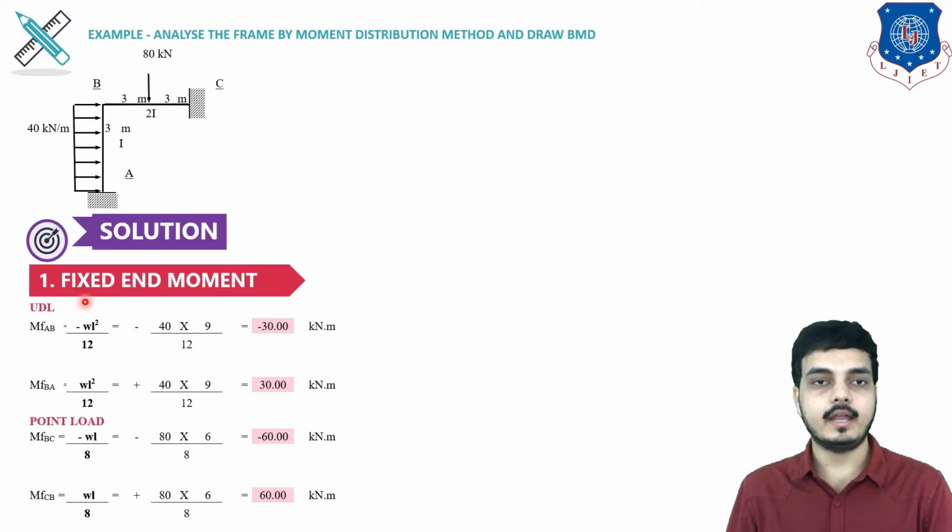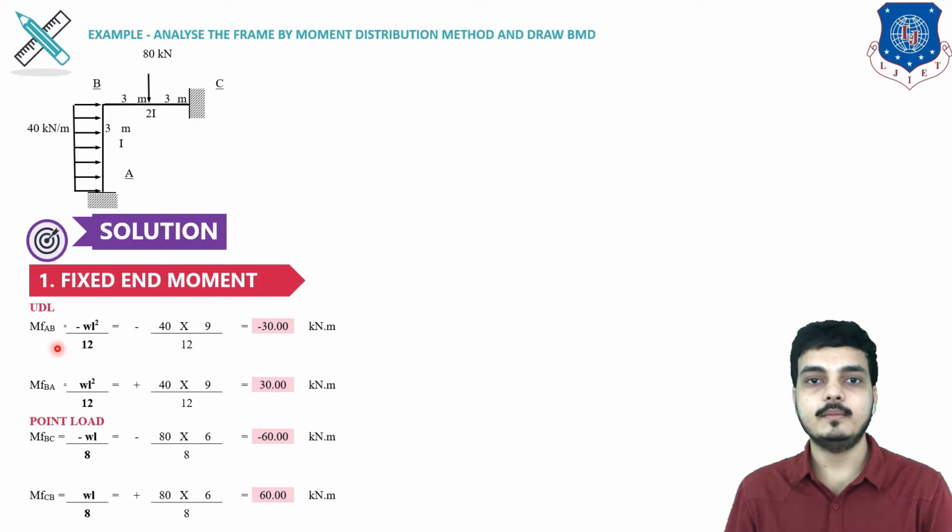The first step is to find the fixed end moments. This is a basic step. With the help of formulas we will find our fixed end moments MFAB, MFBA, MFBC and MFCB. Here it will be negative, here positive, here negative and here again positive.